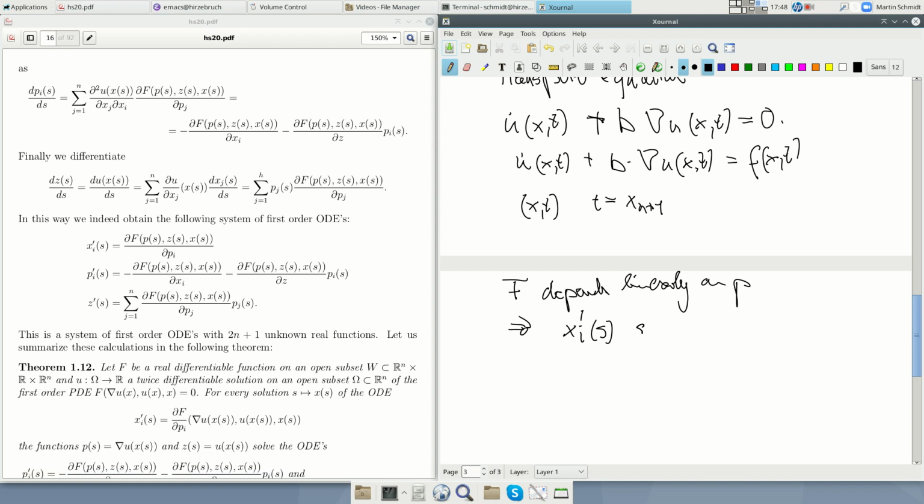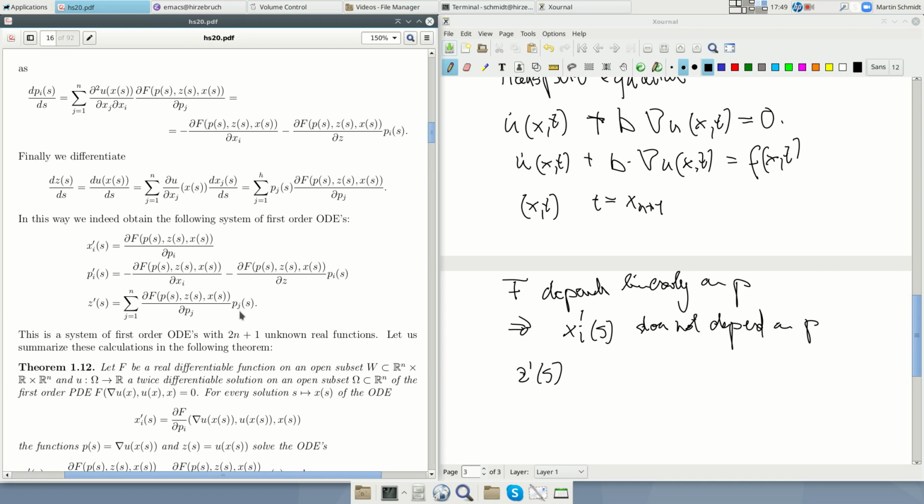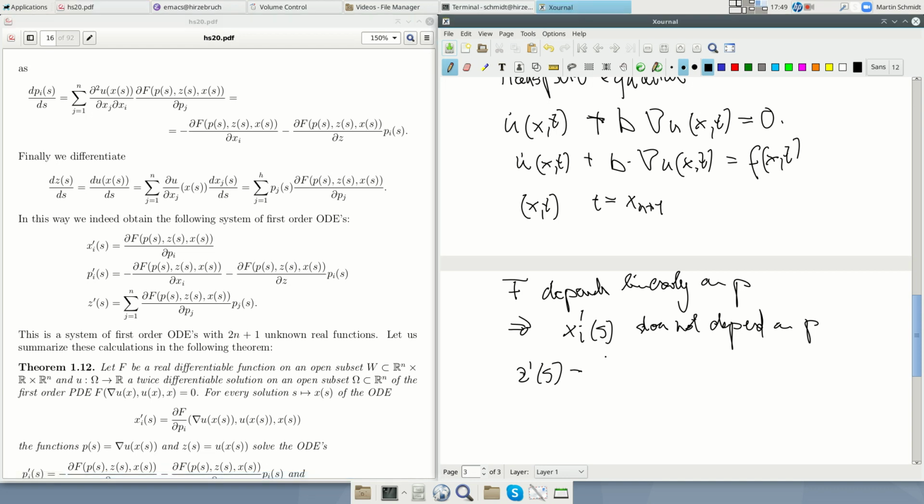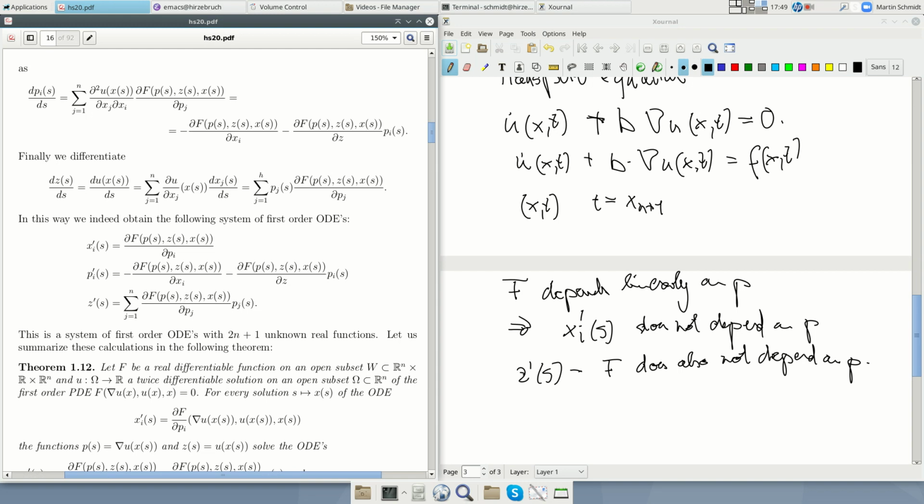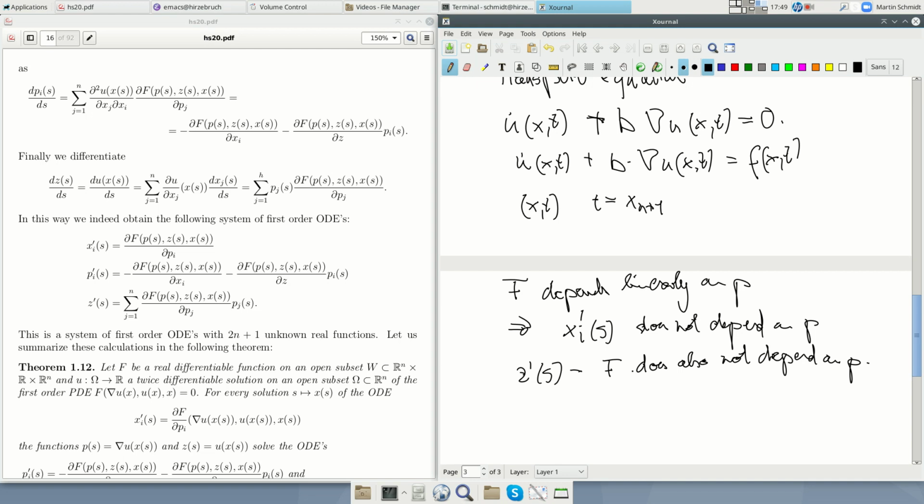xi prime of s does not depend on p, and xi prime of s, if we take the derivative and then multiply it by p, then we see this minus f does also not depend on p. Yeah, xi prime of s minus f, evaluated of course at the corresponding point, does also not depend on p. Yeah? And since f is everywhere 0, we can set this 0.